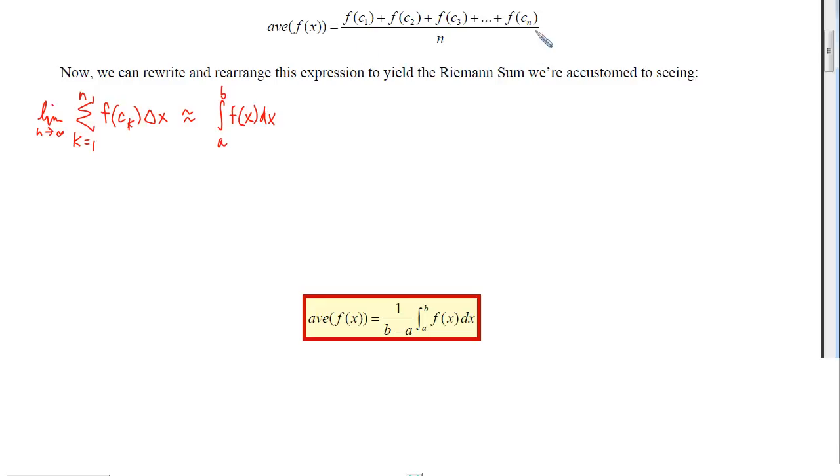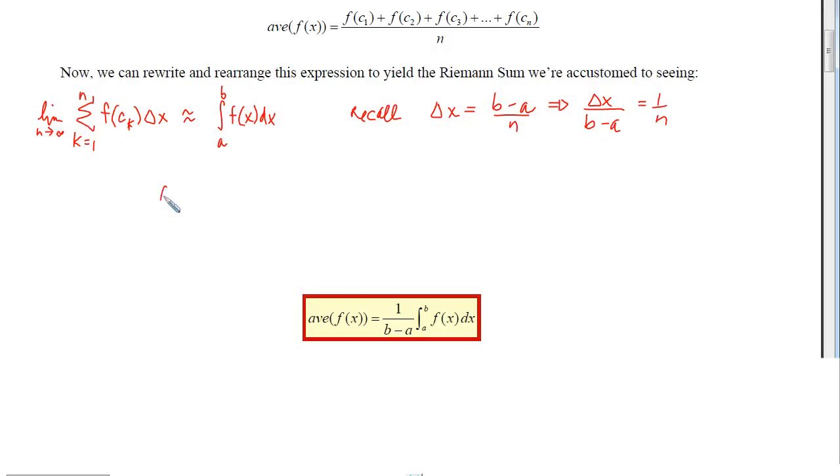So we want to somehow convert this into this. And looking here, we can see that we've got that sum of f of c sub k's already. What we're missing is that delta x. So let's recall that delta x is defined to be the length of the subinterval divided by n, and we've got this 1 over n right here. So if I isolate the 1 over n, I'll get delta x divided by b minus a is equal to 1 over n.